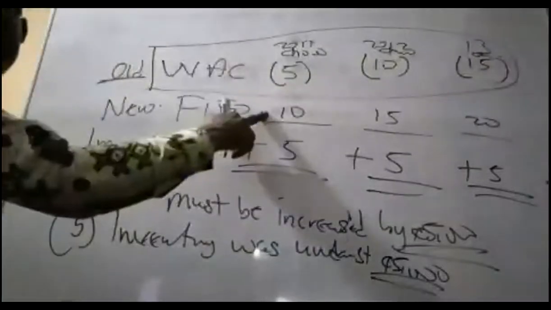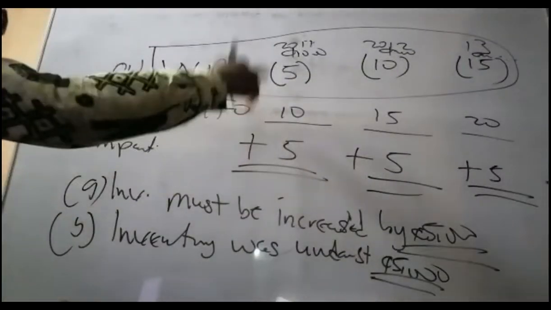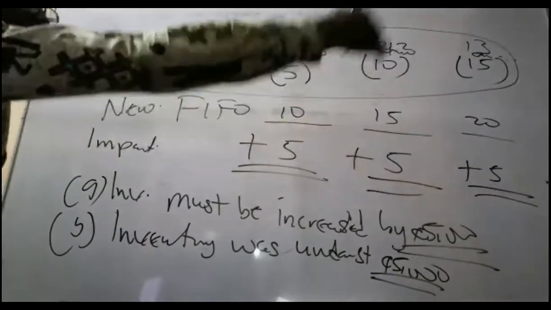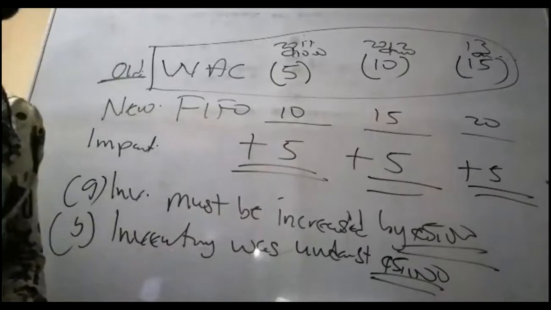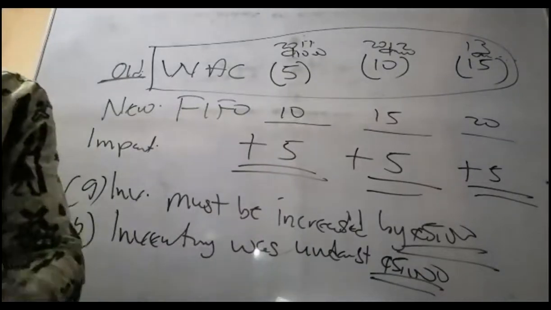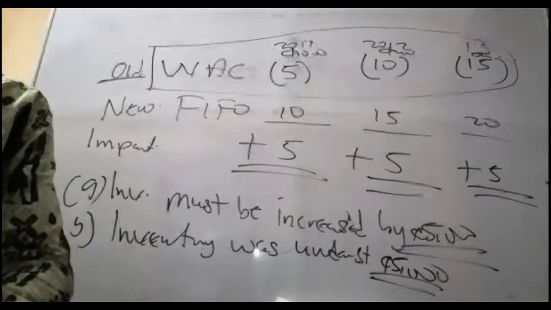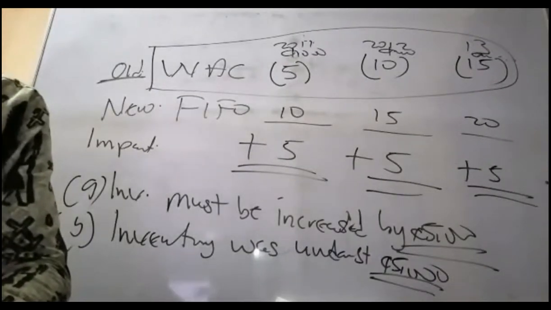But it's supposed to be 10. So we have to now subtract the difference. Now it's supposed to be 15. So you have to subtract 5 more. So in short, we have to subtract 5,000 from each year's cost of sales. And that is all for the income statement.